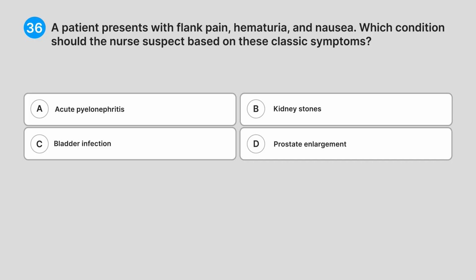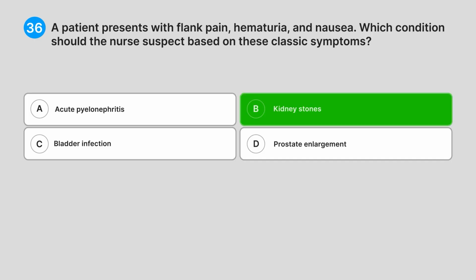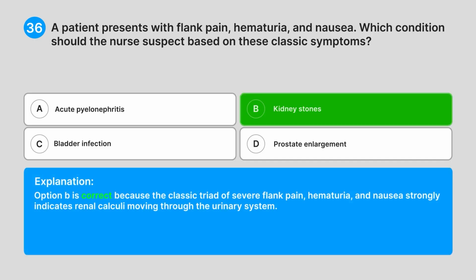Correct answer, B. Kidney stones. Explanation. Option B is correct because the classic triad of severe flank pain, hematuria, and nausea strongly indicates renal calculi moving through the urinary system.